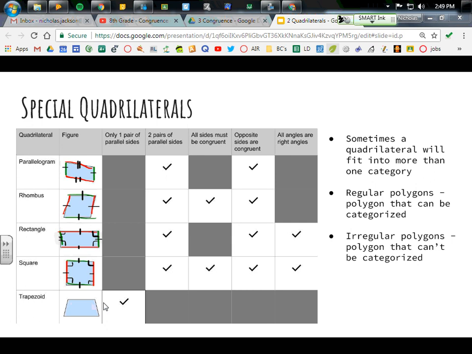Because it meets all four of those criteria, it also meets all the criteria to be a rectangle. So a square is a type of rectangle. It also meets all the criteria to be a rhombus. So square is also a type of rhombus. And it meets all the criteria to be a parallelogram. So the square is also a type of parallelogram. The square is actually all three of those previous quadrilaterals rolled into one.